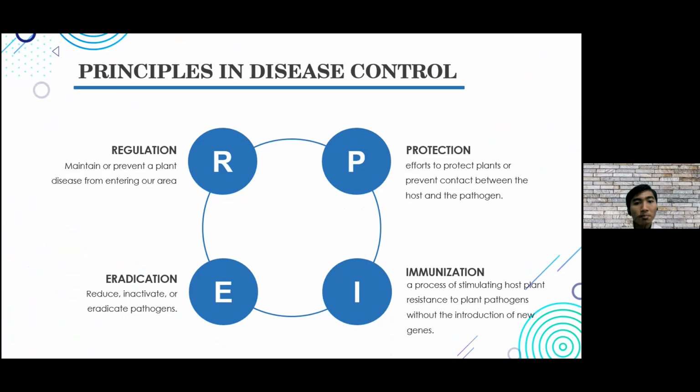There are 4 principles in disease control. 1. Regulation, that is to maintain or prevent a plant disease from entering our area. 2. Protection. Protection is an effort to protect plants or prevent contact between the host and the pathogen. 3. Eradication. Eradication is to reduce, inactivate, or eradicate pathogens. And the last, immunization. Immunization is a process of stimulating host plant resistance to plant pathogens without the introduction of new genes.